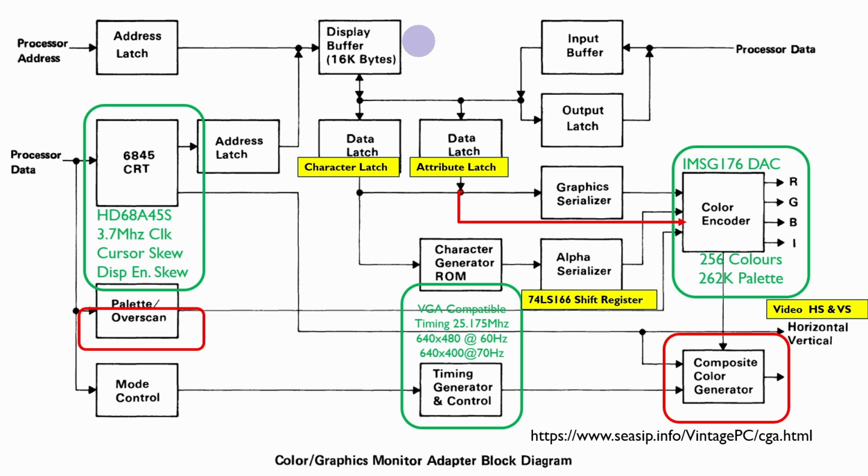Now the data latches here can be quite confusing. What I have done here is that these 2 data latches are also used for the graphics output, but I've actually labelled these the character latch and the attribute latch.